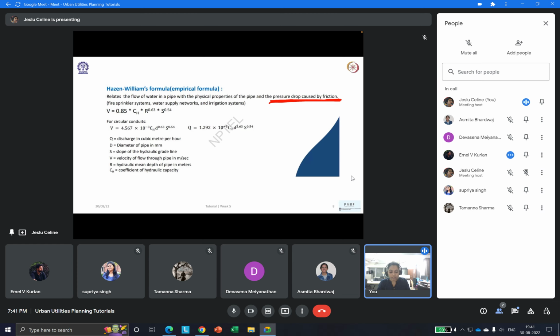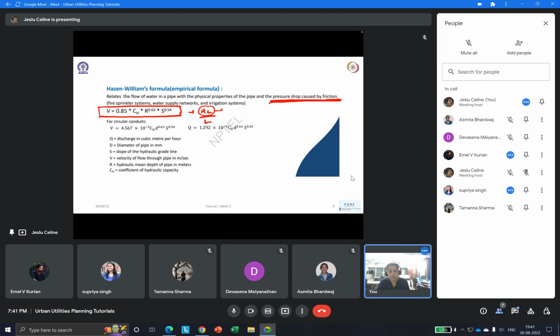So Supriya, where are we taking friction into consideration over here? In the formula, I'm not seeing anything. Friction is taken in S. S is the slope of the hydraulic grade line, right? S is equal to HL by L, the head loss. So the head loss is being taken into consideration. Yes.